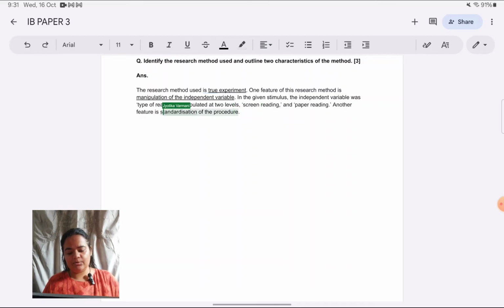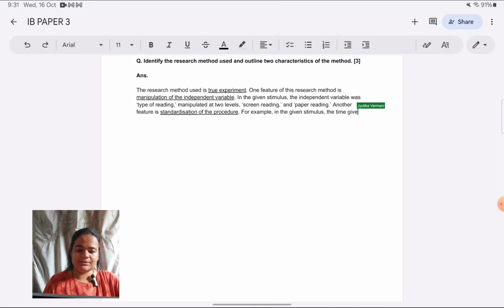Standardization is done in a number of ways, so I will not be able to point out everything in the stimulus that is standardized, but definitely I can give one or two examples. For example, in the given stimulus, the time given to read the material, I'm just trying to use as much wording as possible from the situation itself. So the time given to read the material to all participants was the same.